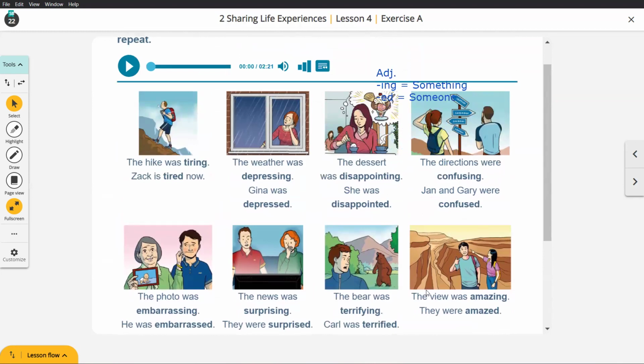Liz, please read the first one. Okay, teacher. The hike was tiring. Zach is tired now. Excellent. Carlos Arturo, the next one.